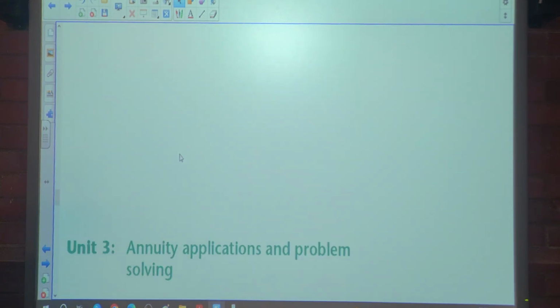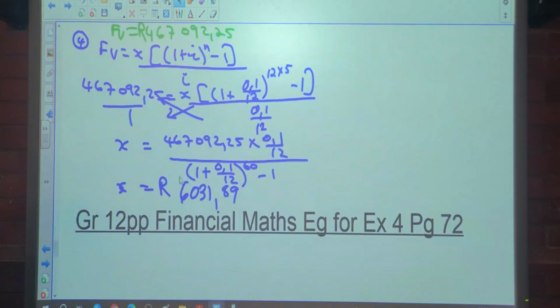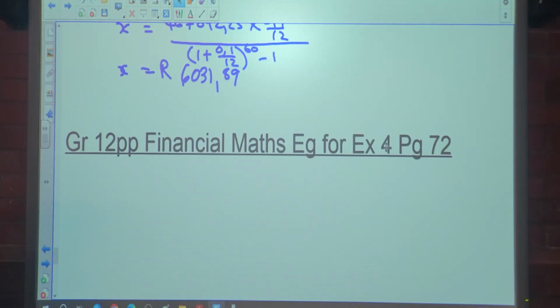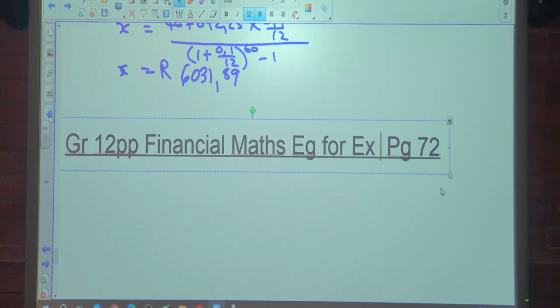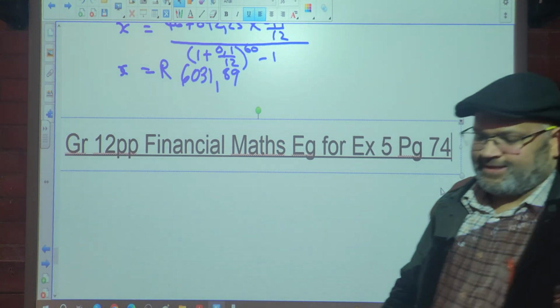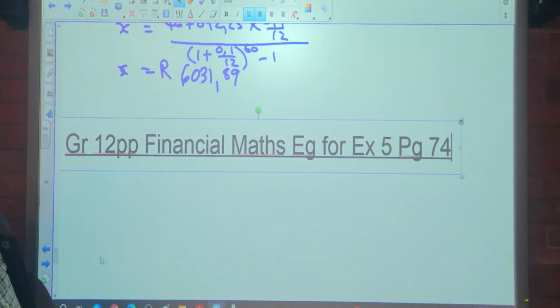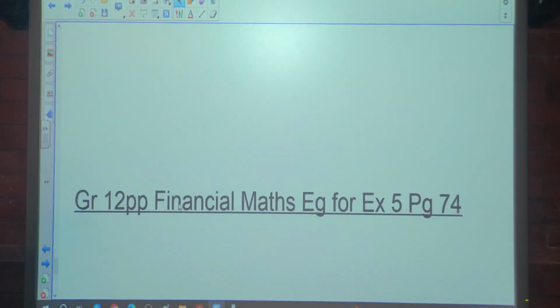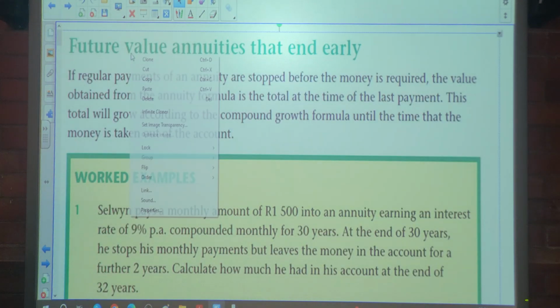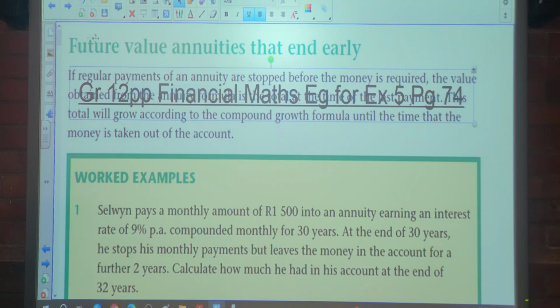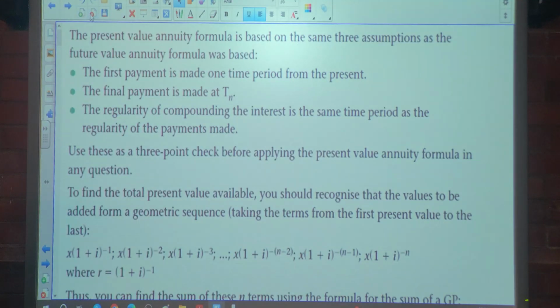So we're going to look at the examples for exercise 5, and exercise 5 is on page 74. So now we're going to look at future value annuities.